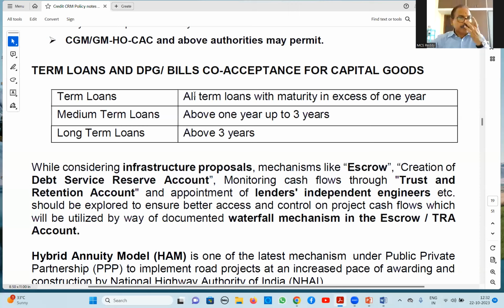Next definition. Mostly 1 to 2 marks, they are asking about the definitions. Term loans: all term loans with maturity in excess of 1 year, it is the general term. Medium term loans means repayable in more than 1 year up to 3 years, and long term loans above 3 years, right? Again, in agriculture, some medium term loans of 3 to 5 years will come under norms. Now it is RBI's definition.